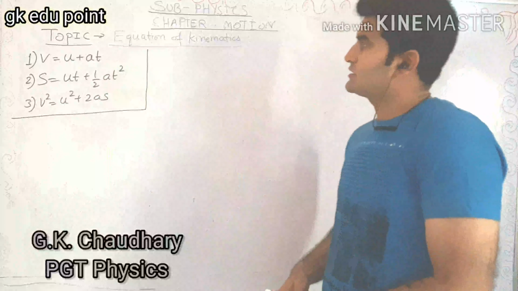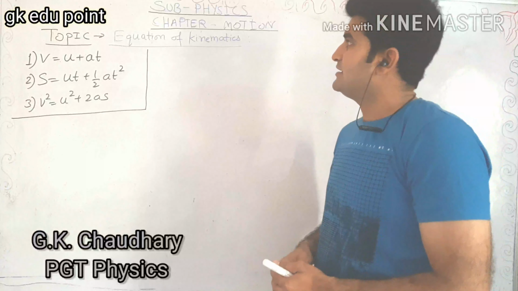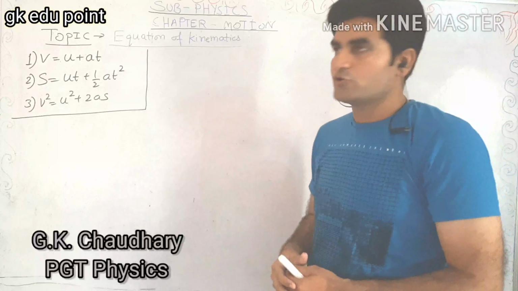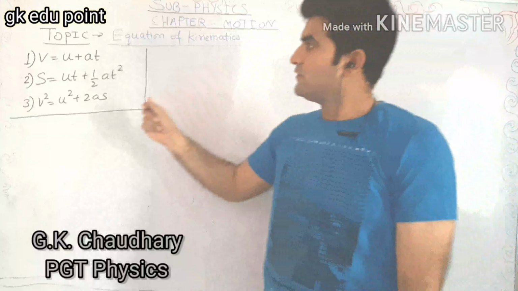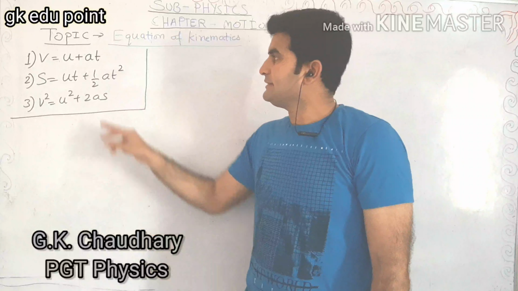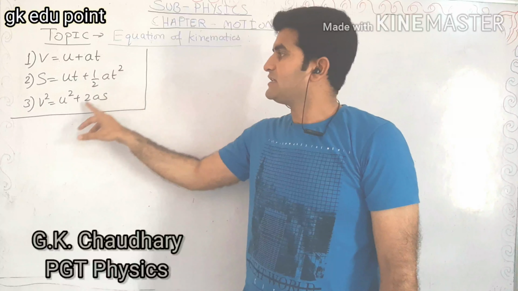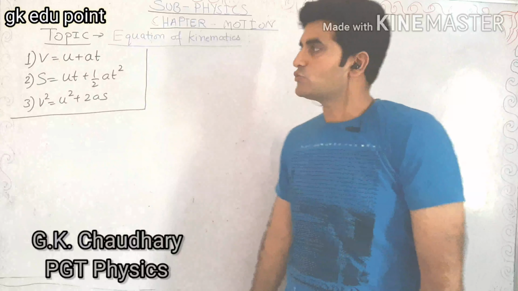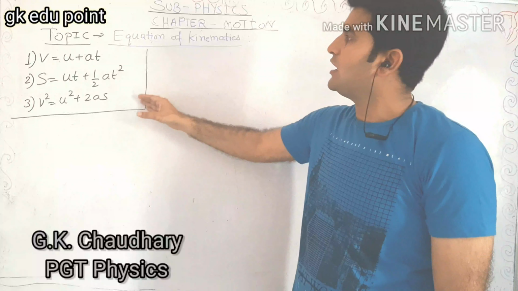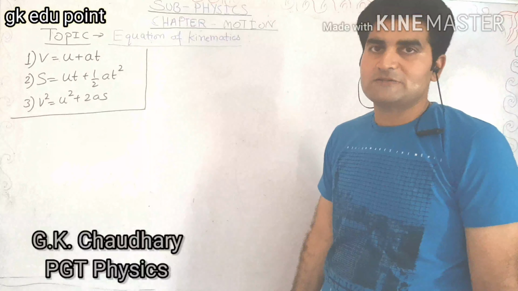Today I am going to discuss equations of kinematics. Now these equations have been taken from the chapter Motion. There are three equations: v equal u plus at, s equal ut plus half at square, and v square equal u square plus 2as. These three equations are known as equations of kinematics.